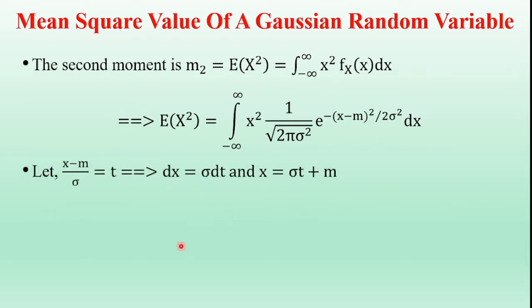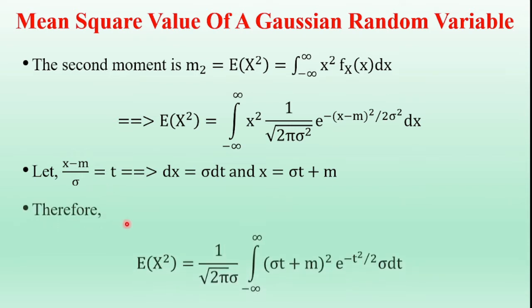Let x minus m by sigma is equal to t. Taking the cross multiplication and moving m to the RHS, we have x is equal to sigma t plus m. Differentiating with respect to t, dx is equal to sigma into dt. Now the range of x is minus infinity to infinity. Here we are considering t is equal to x minus m by sigma. Substituting x is equal to minus infinity and x is equal to plus infinity, the range of t is also minus infinity to plus infinity.